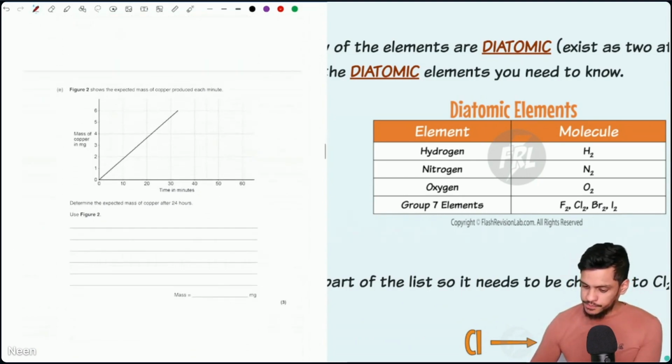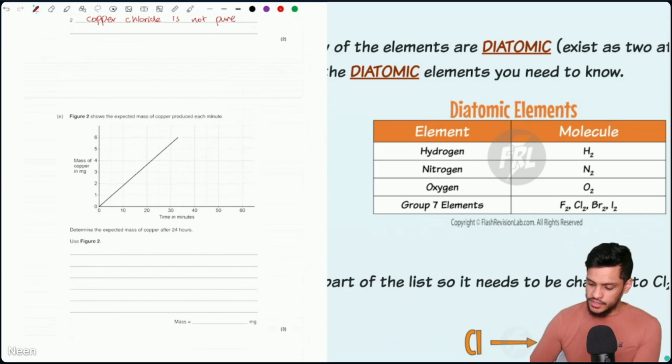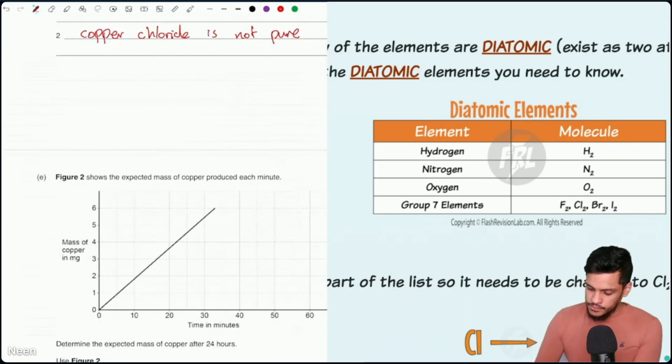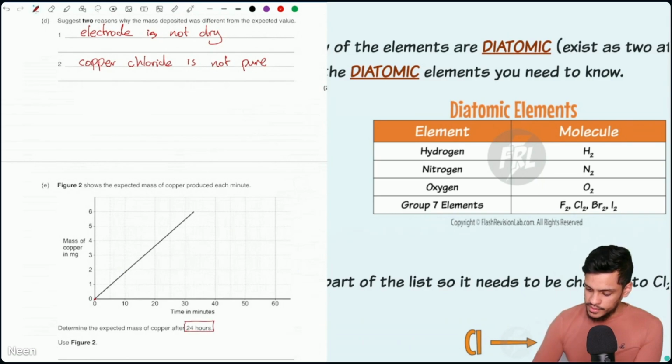All right, on to the next one. Figure 2 shows the expected mass of copper produced each minute. Determine the expected mass of copper after 24 hours. What do you guys think we need to do here? Look at this. We've got a graph of the mass of the copper. Remember, the copper electrode is gaining mass. We want to work out what it would be after 24 hours, but we've only got the time up to about 33 minutes. So what's a good way of working this out?